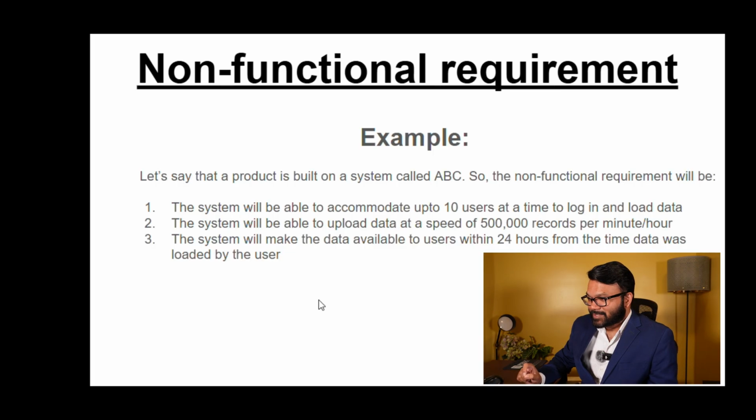Number 3, the system will make the data available to users within 24 hours from the time data was loaded by the user. So business might say that, hey, I have loaded the data in the morning and I want to use this data within 12 hours. But if the system says no, you cannot see the data available until after 24 hours, it's not gonna work for the business, right? So this is important to understand: what is the performance of the system? Can business rely on this system, or do we need to update or change the system?